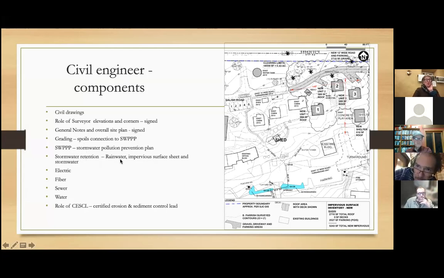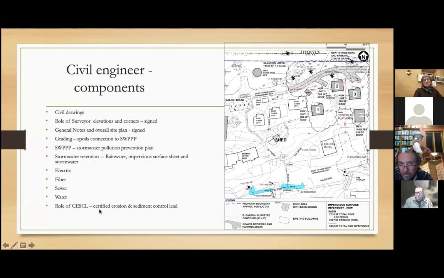We're going to go through a little bit about stormwater retention, the role of capturing rainwater, the role of the impervious surface, and again, just guiding stormwater, when you have to leave it on the site, when you can actually allow it to leave the site and go into so-called waters of the state. We'll talk about the electricity, fiber, sewer, and water, and the role of the CECL.